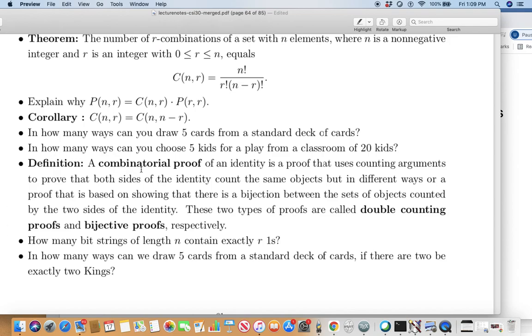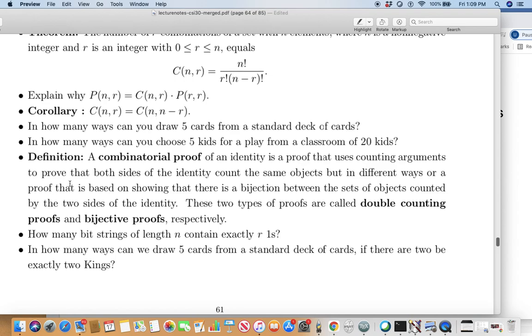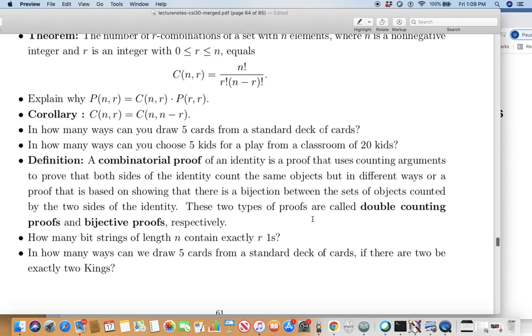Definition: a combinatorial proof of an identity is a proof that uses counting arguments to prove that both sides of an identity count the same objects but in different ways. Or a proof that is based on showing that there is a bijection between sets of objects counted by the two sides of the identity. These two types of proofs are called double counting proofs and bijective proofs, respectively.